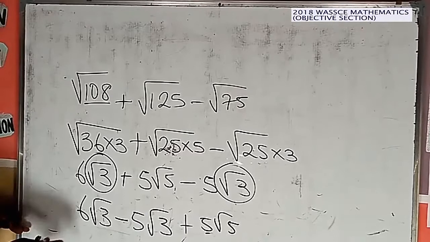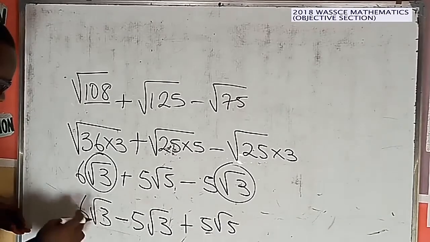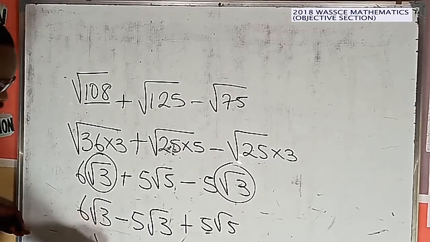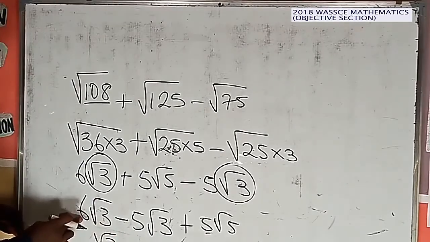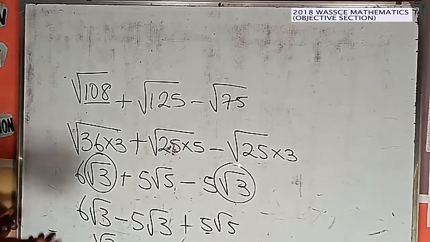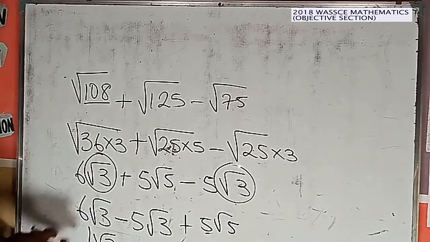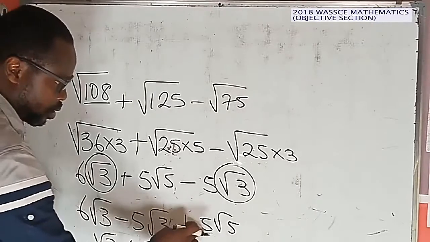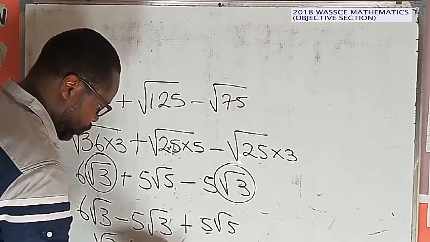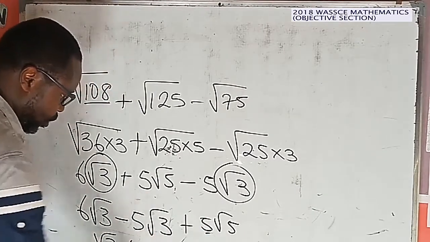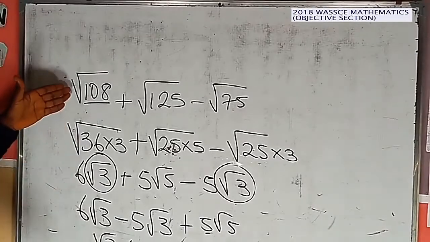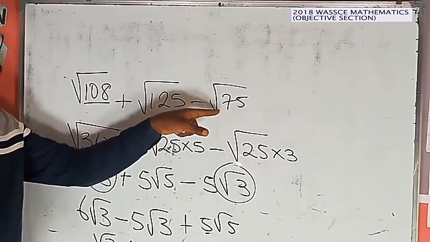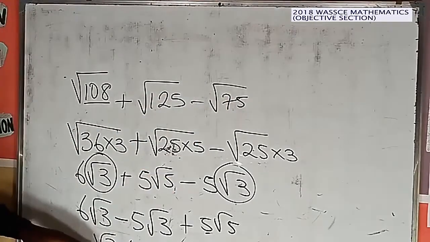Then I have 6 minus 5, of course, is 1, so I don't need to write 1, I simply write root 3. Of course 6 minus 5 is 1. 1 root 3 is the same thing as root 3. So plus 5 root 5. So in that case we have that root 108 plus root 125 minus root 75 finally gives us this.